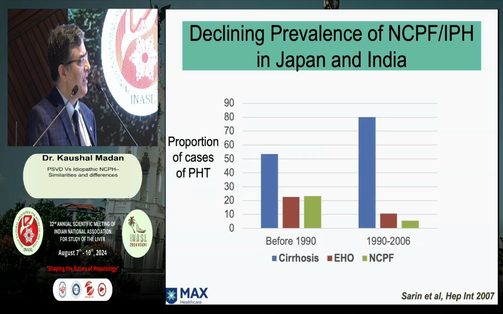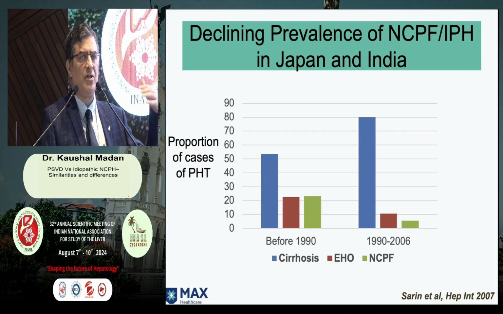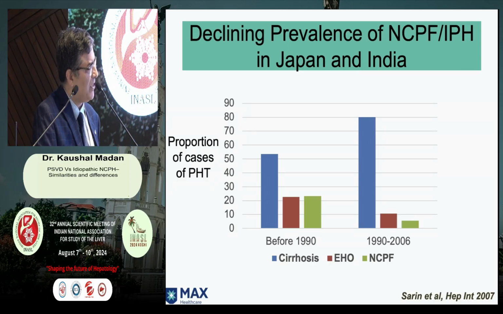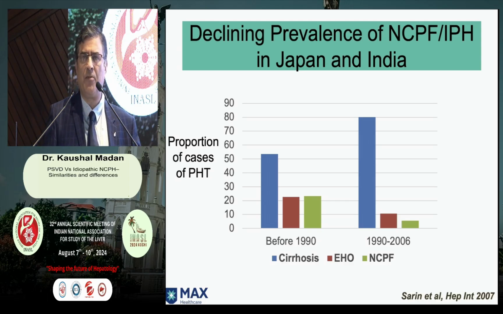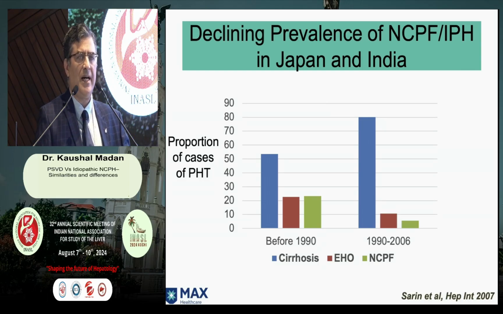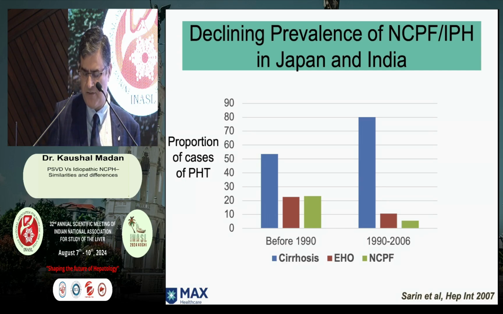And we all know how the prevalence of this entity in our practice, as well as described from Japan, has been declining. This is more than 3,000 patients' data before 1990 and more than 3,000 patients' data after 1990. So earlier almost one-third of patients with portal hypertension, we were used to seeing NCPF or INCPH as one of the causes, whereas now it has declined to almost less than 5%.